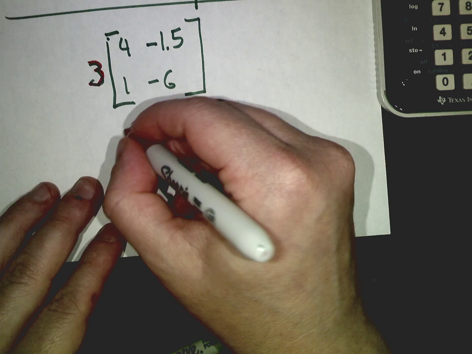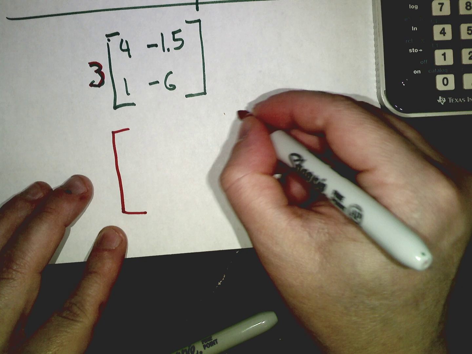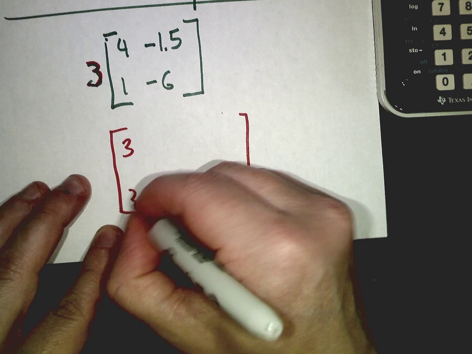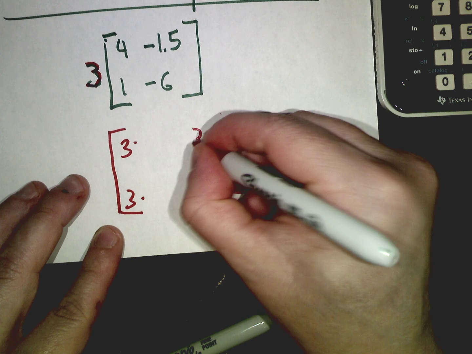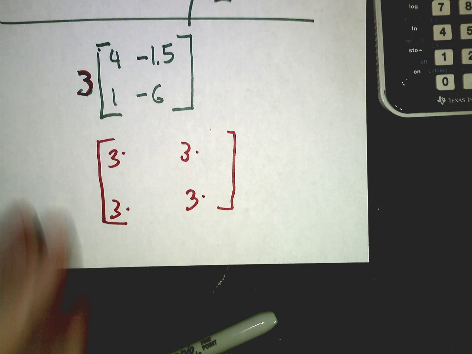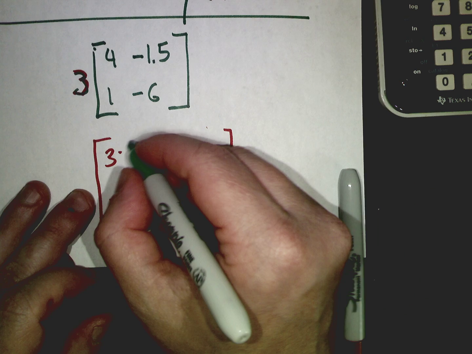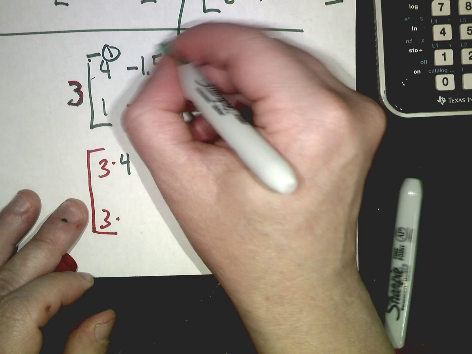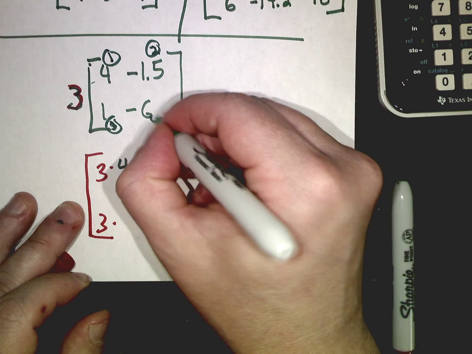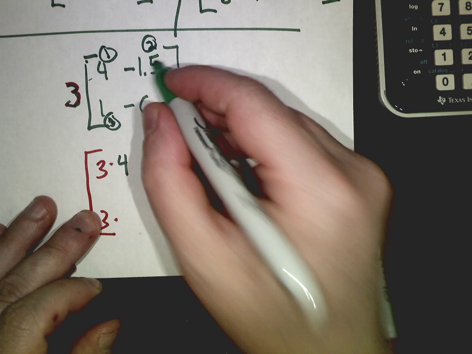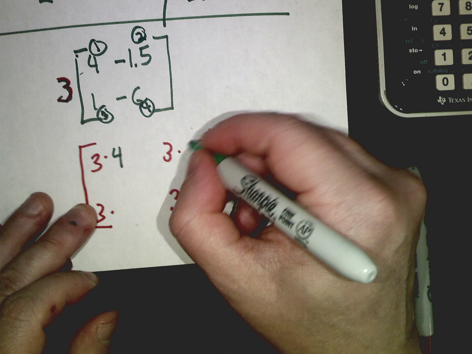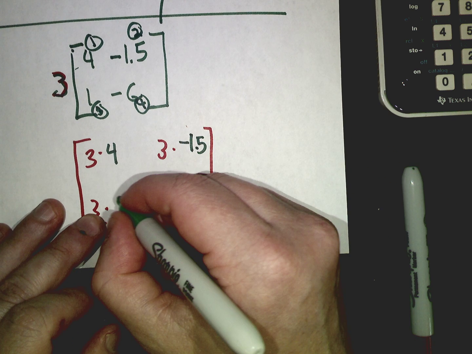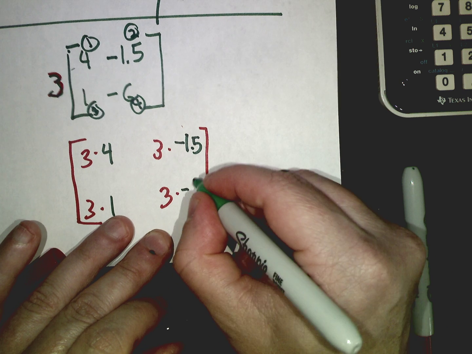Okay, watch this. So, new formula. My new matrix, the big one. I'm going to go 3 times all of these numbers. So then I'm going to put in all the numbers. Keep position 1, right? This is position 1, 2, 3, 4. You name them how you like, A, B, C, D if you want. But they stay in the same position. 3 times negative 1.5. 3 times 1. And 3 times negative 6.